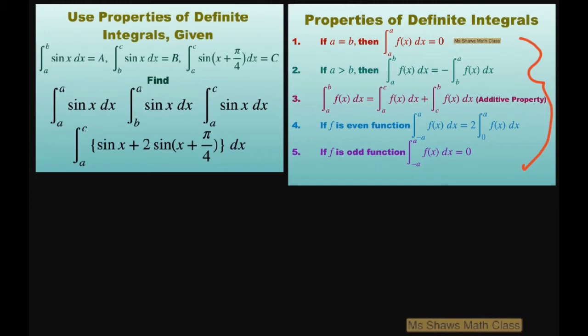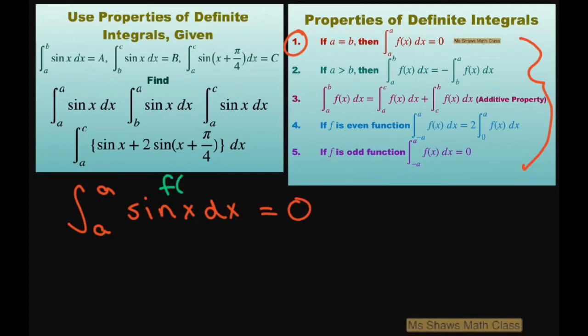So for the first one, we have the integral from a to a. This one is pretty easy. The lower and upper limits are the same, and when they're the same, you get 0. So it doesn't matter whatever your f of x is. In our case, it's sine of x. It's going to be 0. So that one was easy. We'll check this one off. Let's do the next one.